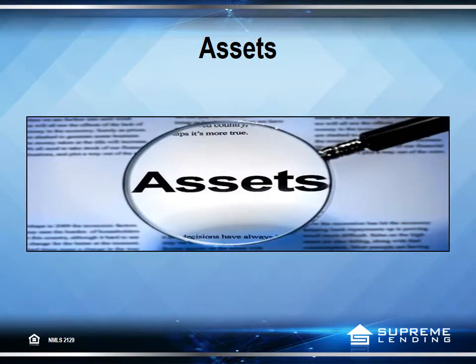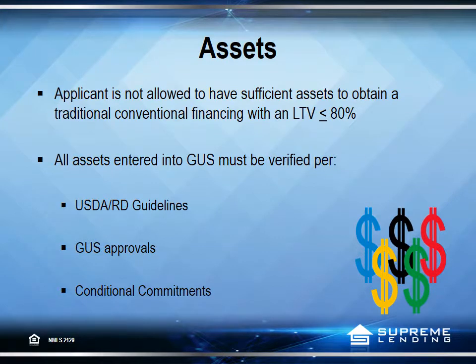Now we'll take a look at assets. An applicant is not allowed to have sufficient assets to obtain traditional conventional financing with an LTV of less than or equal to 80%. All assets entered into GUS must be verified per the USDA Rural Development Guidelines, GUS approvals, and conditional commitments.